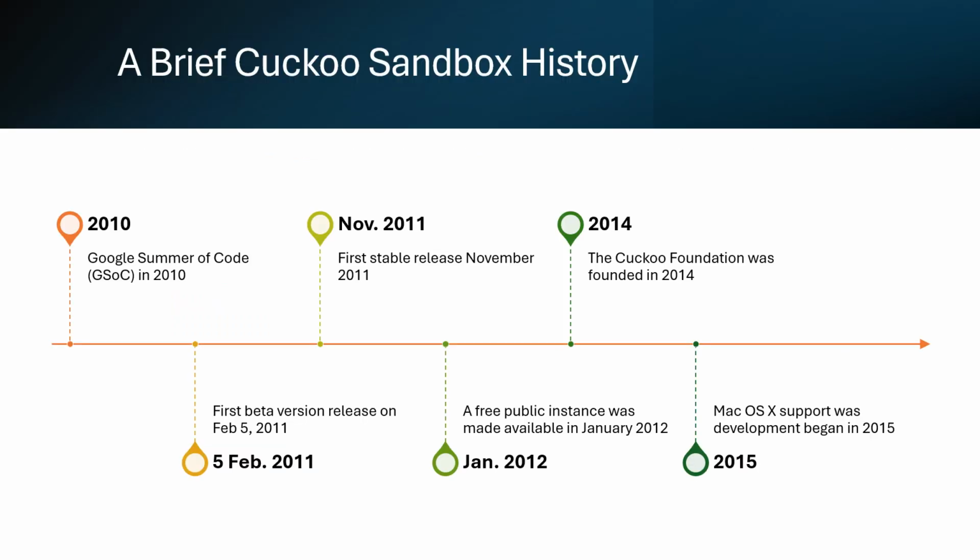A brief history of Cuckoo Sandbox. In 2010, at the Google Summer of Code, they were selected to support the project, and then once again in 2011, they were selected along with another project called the HoneyNet project. Following that, they had their first beta release on February 5th of 2011. On November 2nd of 2011, they had their first stable release. Then in January of 2012, they released their first free version of Cuckoo Sandbox open to the public.